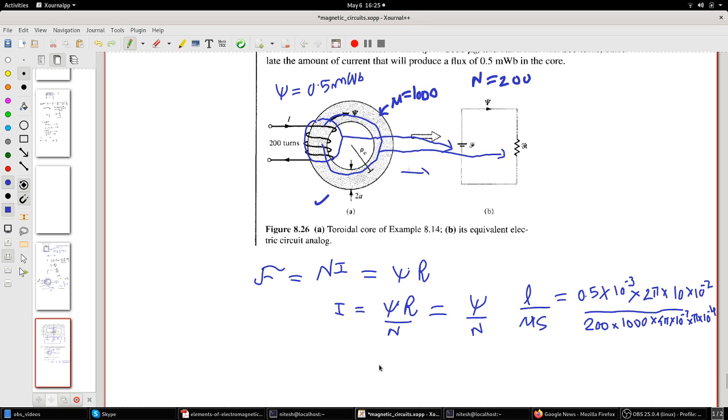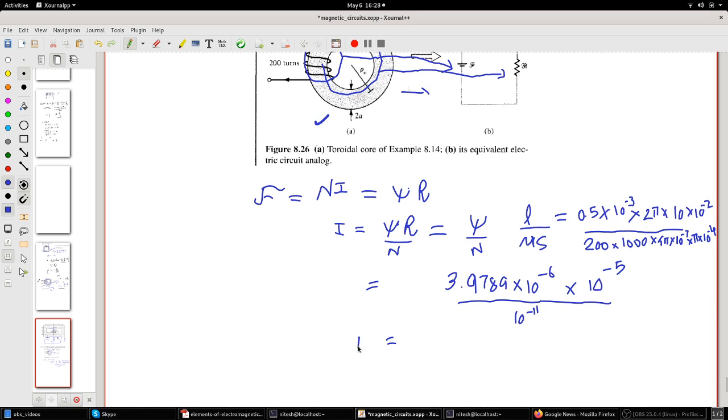So I will be equal to 3.9789 amperes. This will be your answer.